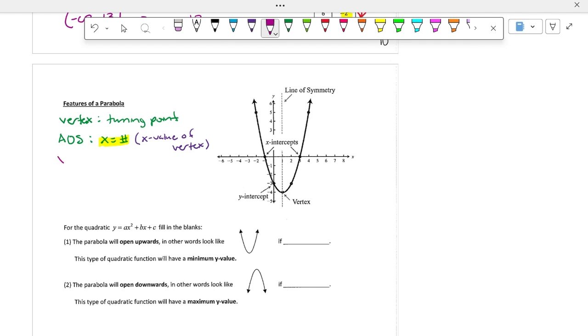Then you have the x-intercepts, which is just where it crosses the x-axis. And it's typically written as a point, some number, and 0. So that's what it is as a point. And remember, quadratics can have more than one x-intercept. Sometimes they have 1, sometimes they have 2, sometimes they have none. Y-intercept, there's only ever going to be one of them. And that's where it crosses the y-axis as a point that's 0 and some number.